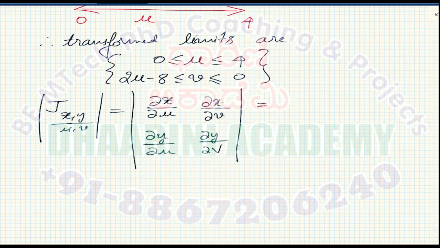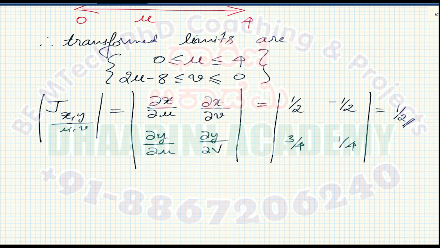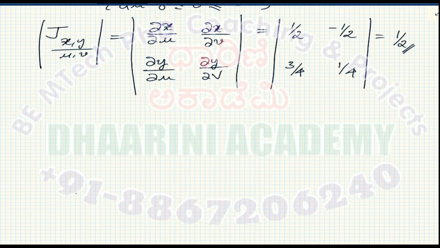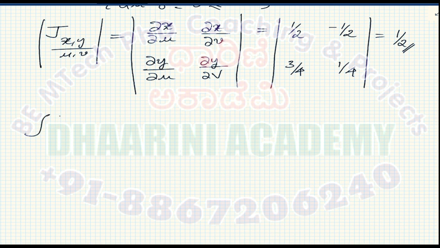All right, let me substitute the values here. I can see that this is 1 by 2, minus 1 by 2, this is 3 by 4, this is 1 by 4. So upon simplification, we get the value equal to 0.5 or half. Okay, in the next step, I want to solve the double integral over R, the given range R, of x plus 2y dx dy.